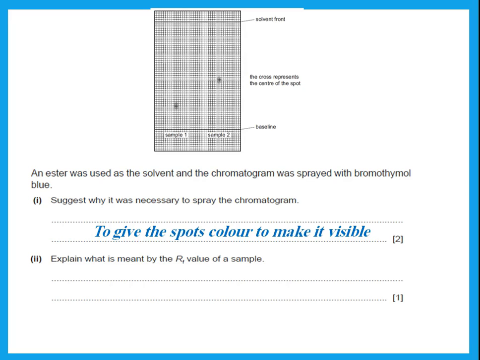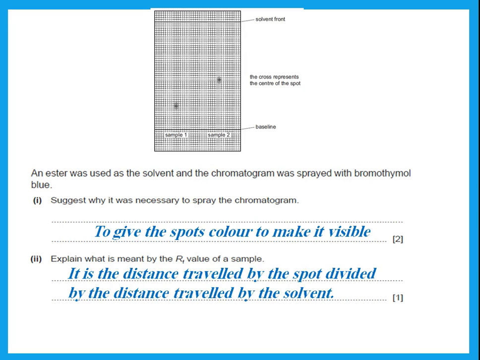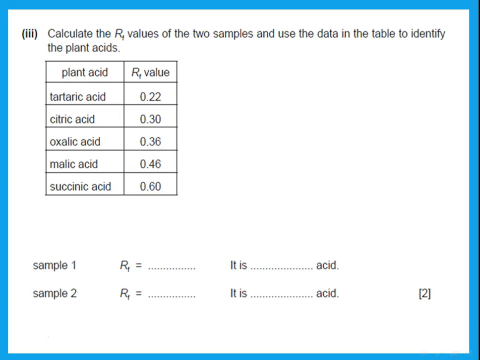Explain what is meant by the RF value of a sample. We said, how do we calculate RF value? It is the distance traveled by the spot divided by the distance traveled by the solvent. You can write it in words or you can write it as a formula.